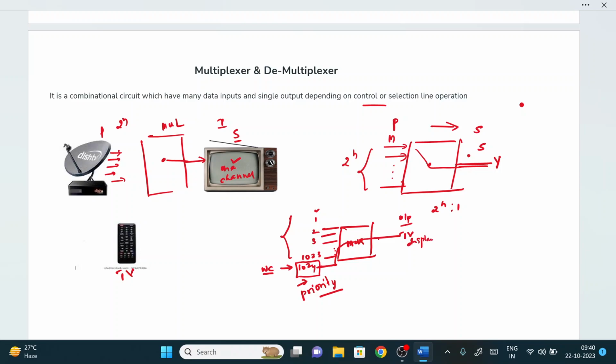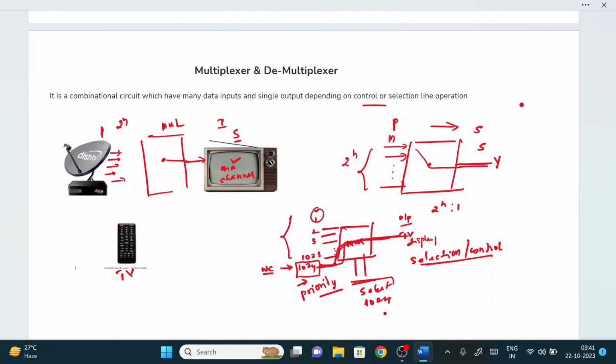Now how we can perform this is by using something called the selection line operation, or we can also call it the control operation. So, selection operation or control operation. What will the selection line or control line operation do? Out of these, what is our first priority? 1024. The moment you press the 1024 button on your remote, it will go directly as your first output. Instead of 1, the first output will be 1024 itself.